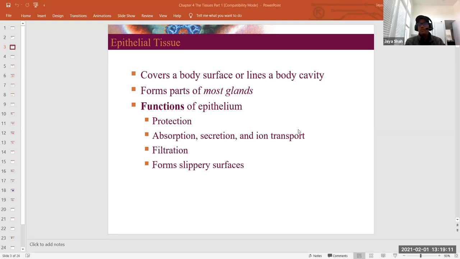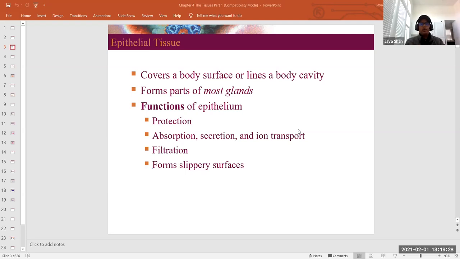Can we also call the cardiac muscle involuntary? Yes, cardiac muscle is also involuntary, yes. We'll come there, okay? I was just giving a brief.